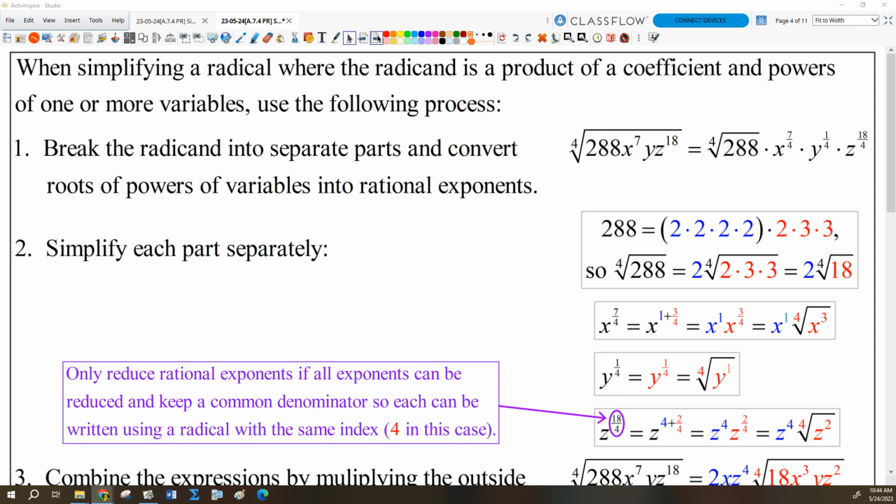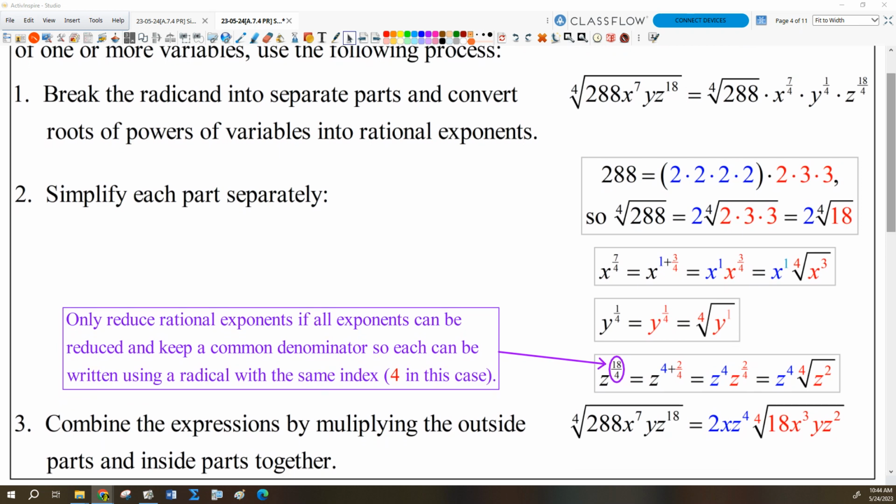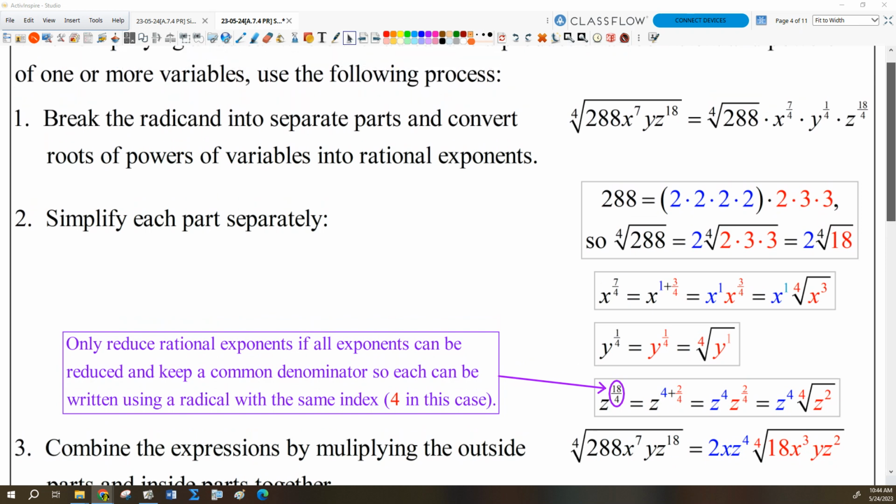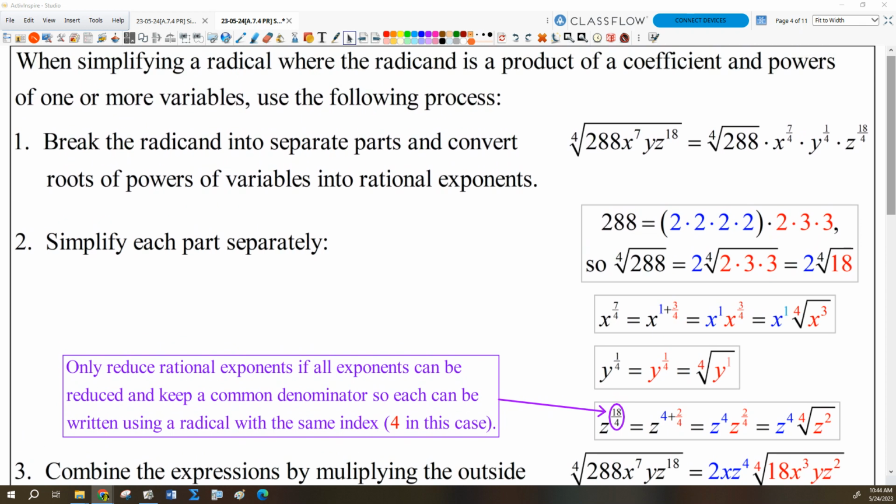Now we're just going to do the same thing for each individual variable. Big deal, right? I've got fourth roots, so I just know that the fourth root of x to the 7th is going to turn into an x to the 7/4. We know how to deal with that. We just did. X to the 7/4 becomes 1 3/4. So I get an x to the 1 outside, and I get an x cubed inside my fourth root, right?